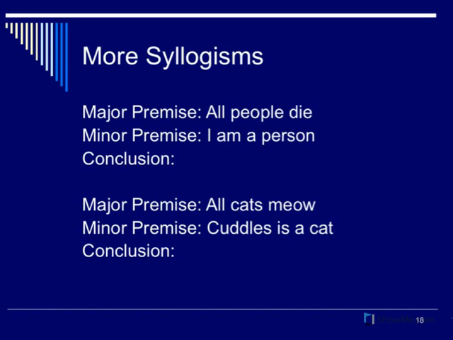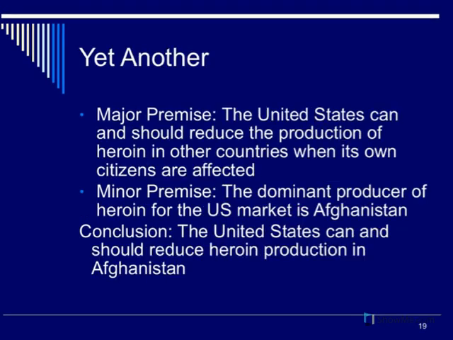Another one is that all cats meow is my major premise. My minor premise is that Cuddles is a cat. Therefore, what? Wait for it. Wait for it. Yes, Cuddles meows. Why? Because it follows logically from the major and the minor premise.